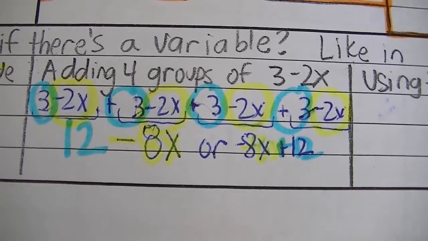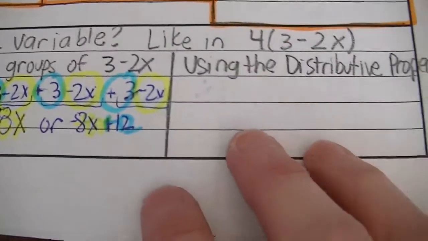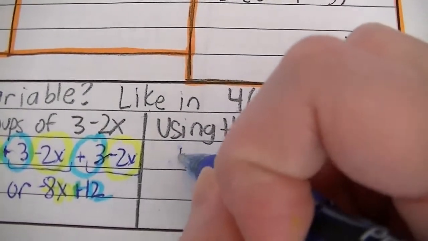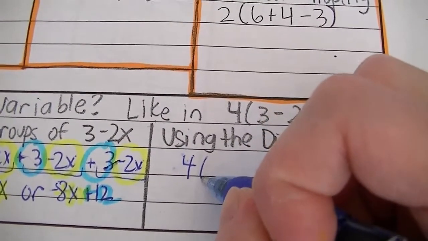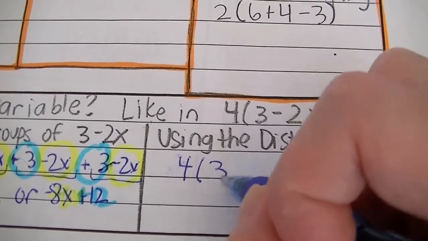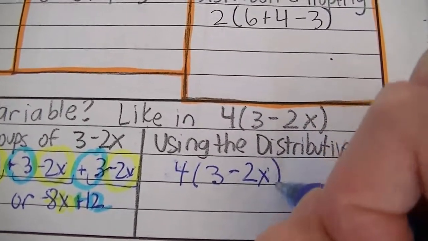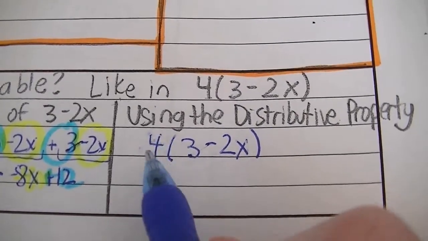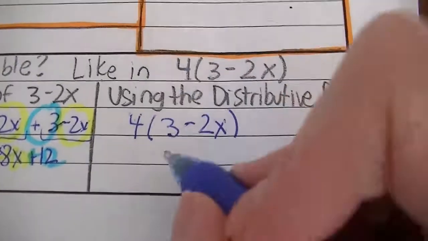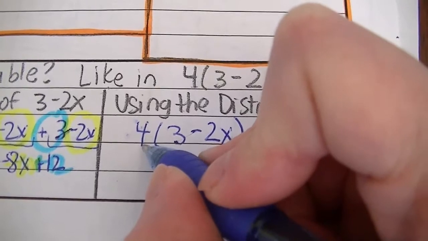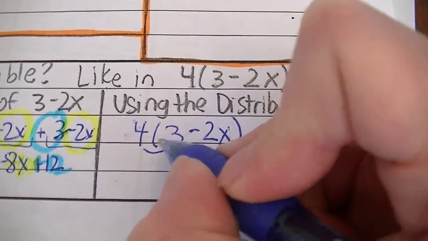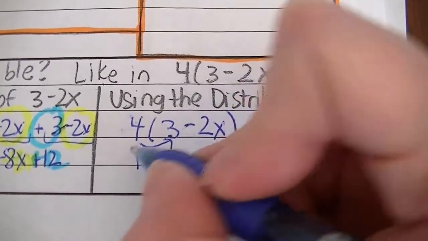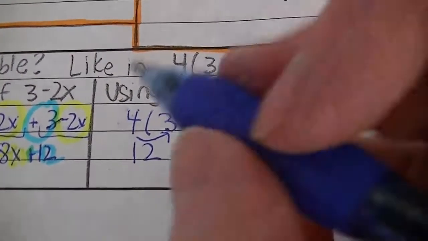Okay, now the third way, using the distributive property. So I'm going to go ahead and rewrite that problem right there. 4 times the quantity of 3 minus 2 times x. Okay, remember, distributive property, I have a number directly outside the parentheses, and that means multiply this outside number by everything inside the parentheses. Positive 4 times a positive 3 gives you a positive 12, and I don't have to put the positive in front of it, but just know it's positive 12.